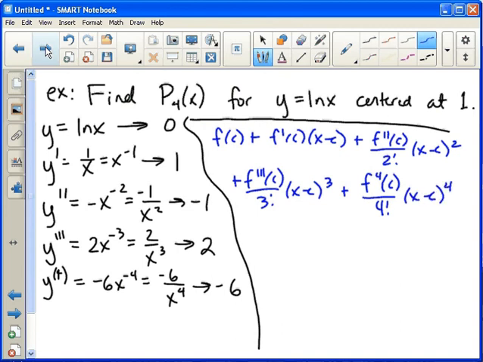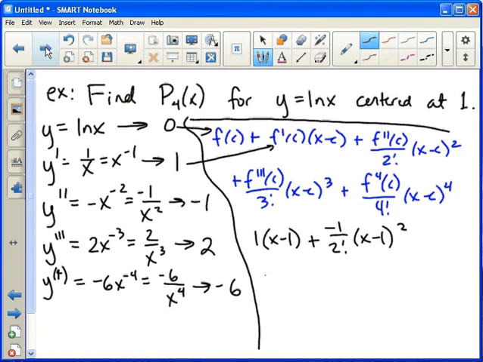Okay, so now let's plug in the values and see what we get. So 0 goes in for this first term, so it really just disappears. Then we plug in 1 for here, so 1 times x minus 1. No, you don't have to write that 1 out front if you don't want to. Plus negative 1 over 2 factorial x minus 1 squared. Plus 2 over 3 factorial times x minus 1 cubed. Plus negative 6 over 4 factorial x minus 1 to the fourth.